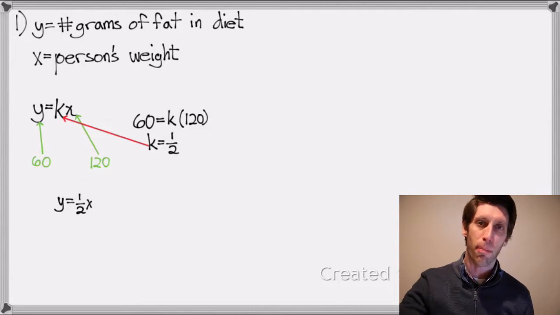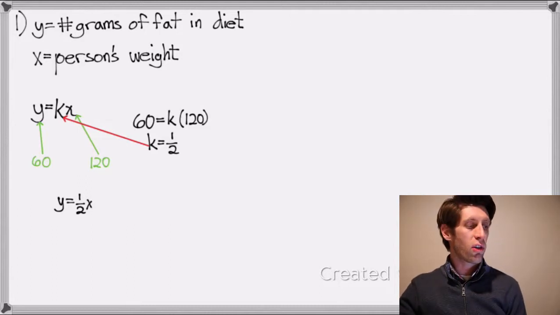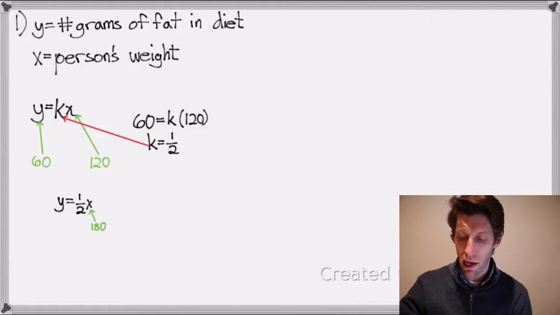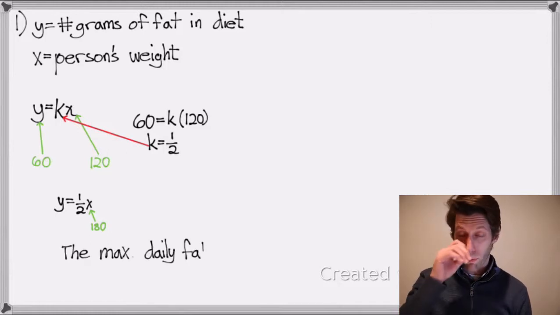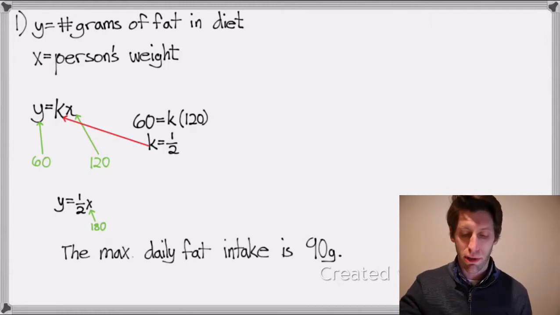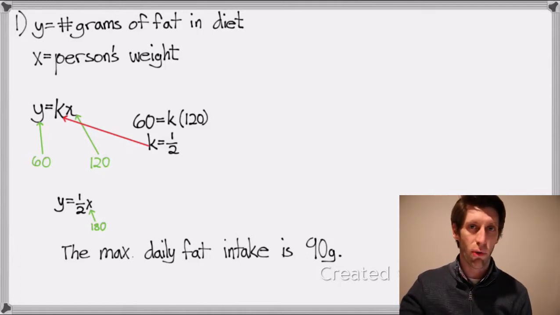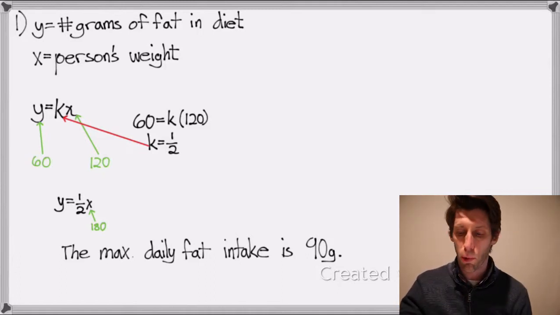Once we have that, we look back at the third sentence, which says, what is the maximum daily fat intake for a person weighing 180 pounds? So here, 180 pounds is getting plugged in for the person's weight. Run the numbers real fast: 180 divided by 2 is 90. So we always answer in a complete sentence. And in this particular case, that's the maximum daily fat intake is 90 grams. And that would be enough to get you full points here.